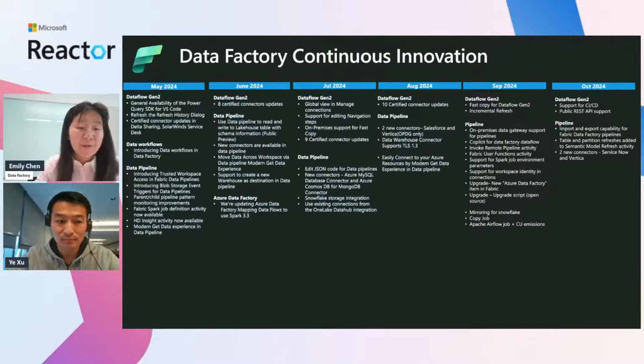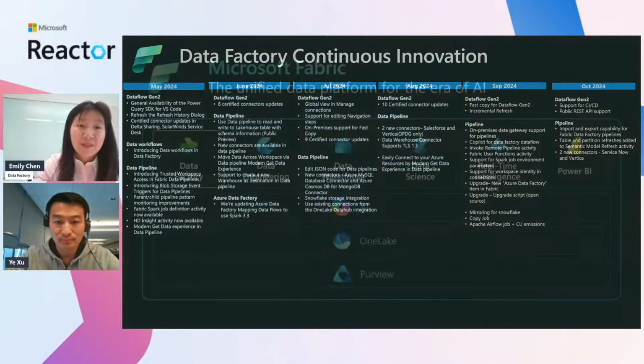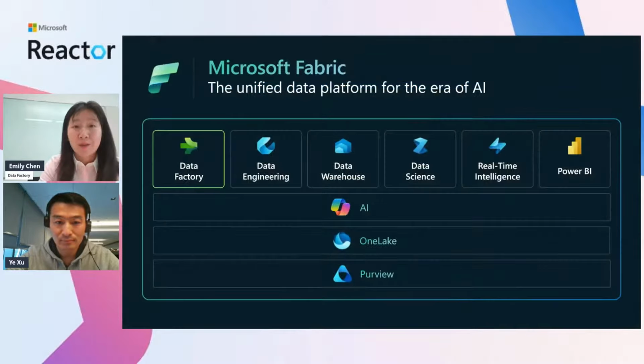Fabric Data Factory is in a rapid pace of innovation. You will see that every month we have new features released. You can check our monthly feature announcement blog to stay up to date with the latest innovations. Like in October, we also had the latest release. And in November, we will share with you what we are going to release and announce at Ignite.